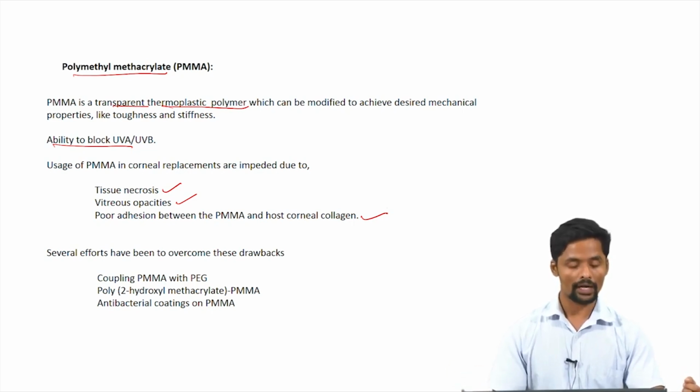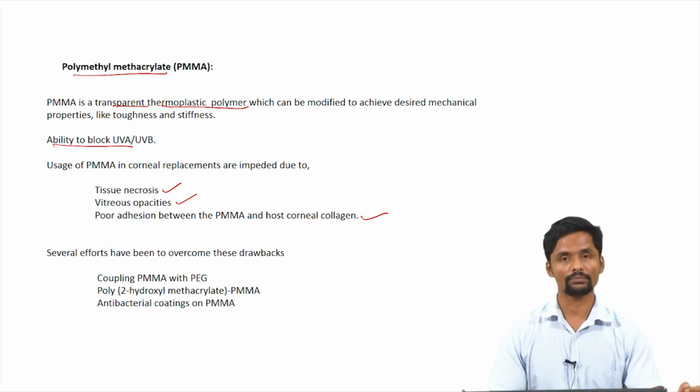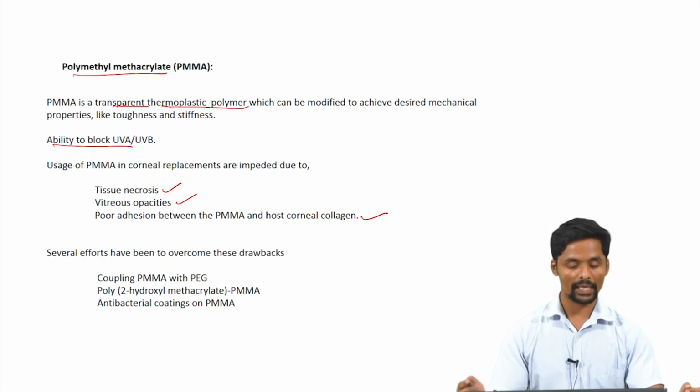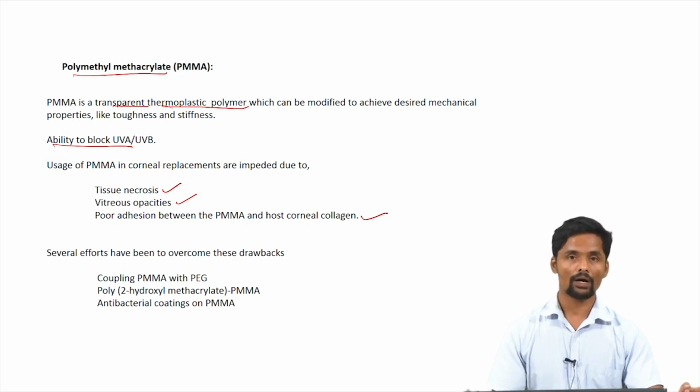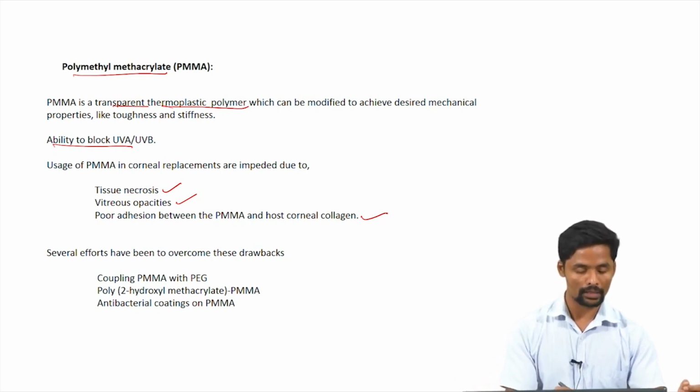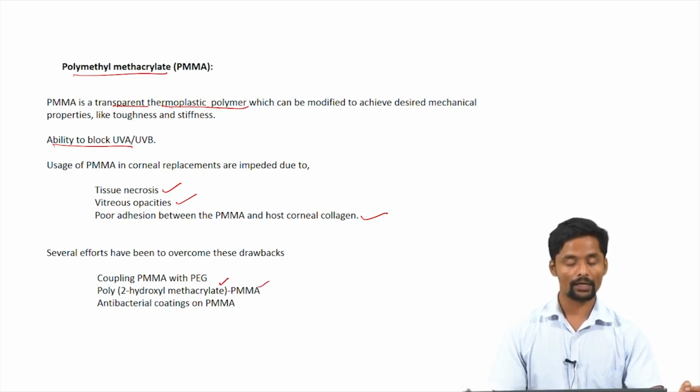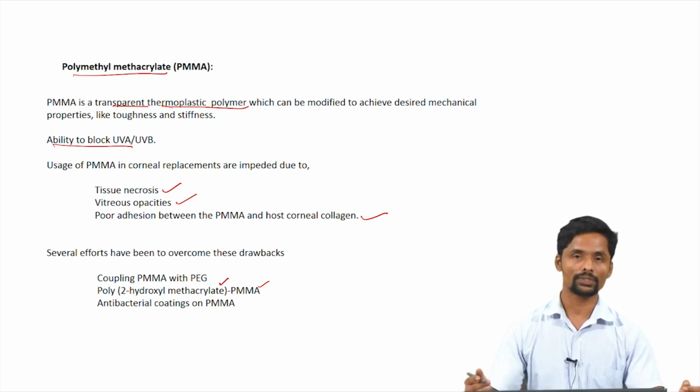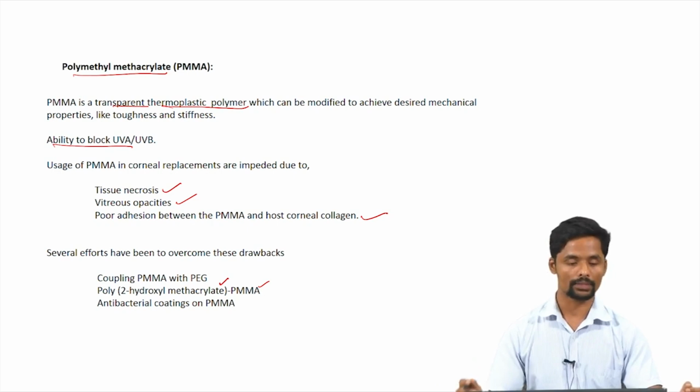Several efforts have been taken to overcome these drawbacks. For example, coupling PMMA with PEG, polyethylene glycol, and they also try to combine another polymer, polyHEMA, with PMMA, and they also try to improve the antibacterial activity of PMMA by incorporating antimicrobial agents into these PMMA polymers.